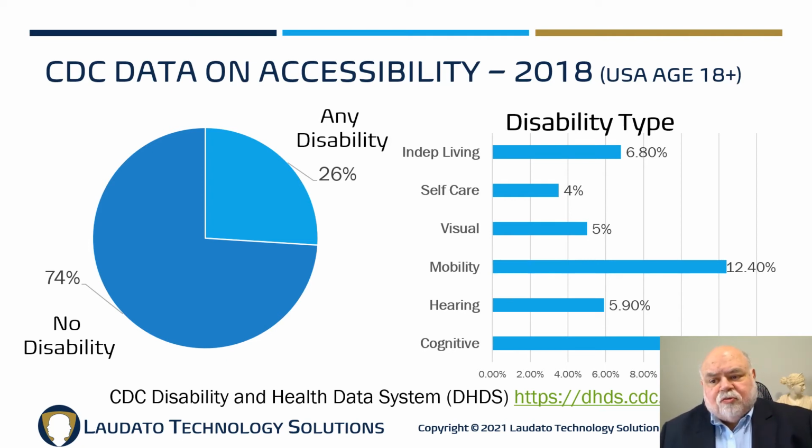The Centers for Disease Control has published statistics as well on accessibility. This is 2018 data that indicates that about a quarter of the population, 18 or above, have some form of disability, and only three-fourths have no disability at all. And those disabilities can take the form of issues with independent living, with self-care, 5% with visual disabilities, 12% with mobility disabilities, 6% almost with hearing disabilities, and I'm blocking the number on cognitive.